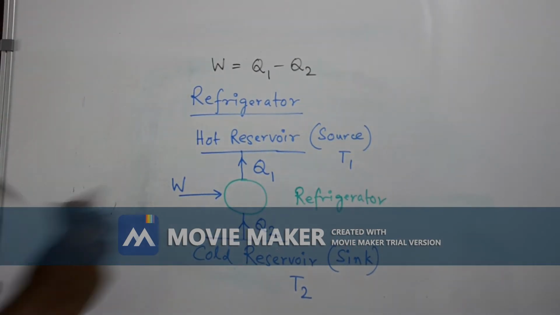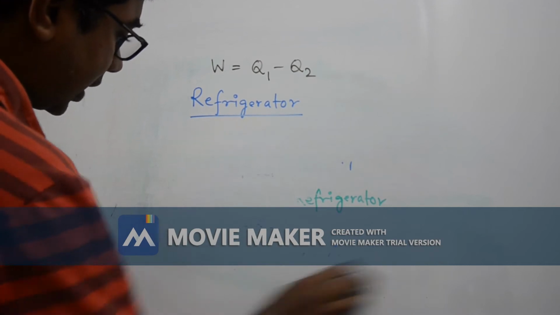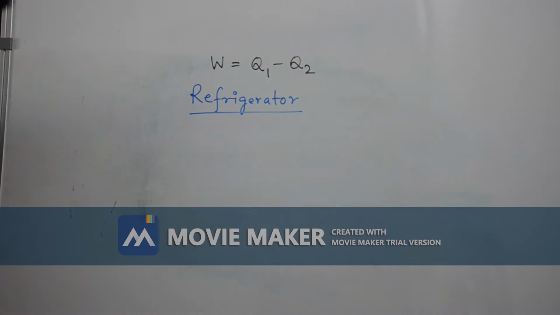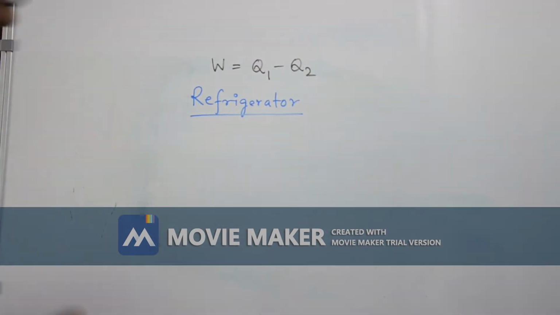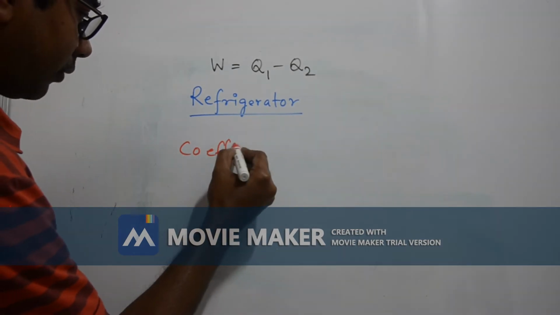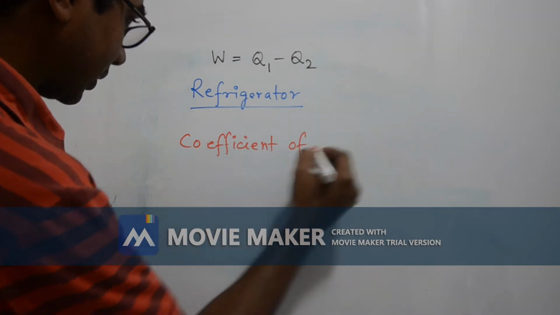But again, in order to quantify the performance of the refrigerators, we have another kind of parameter, which is known as the coefficient of performance.